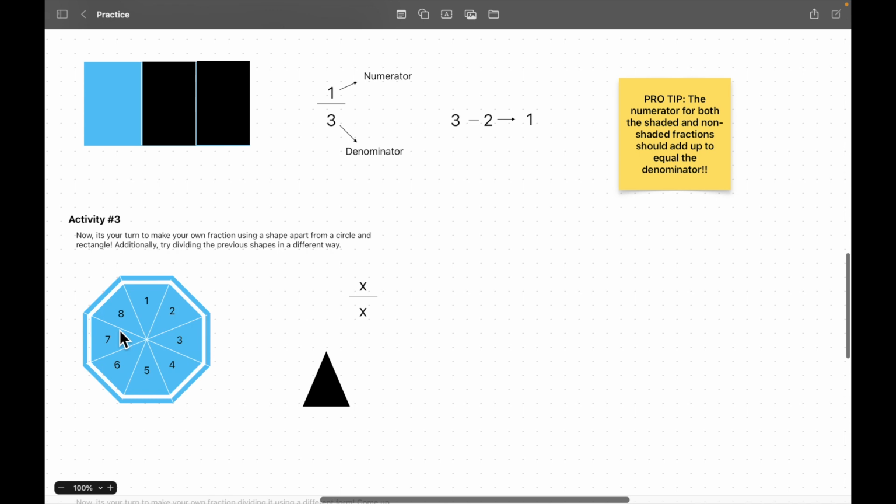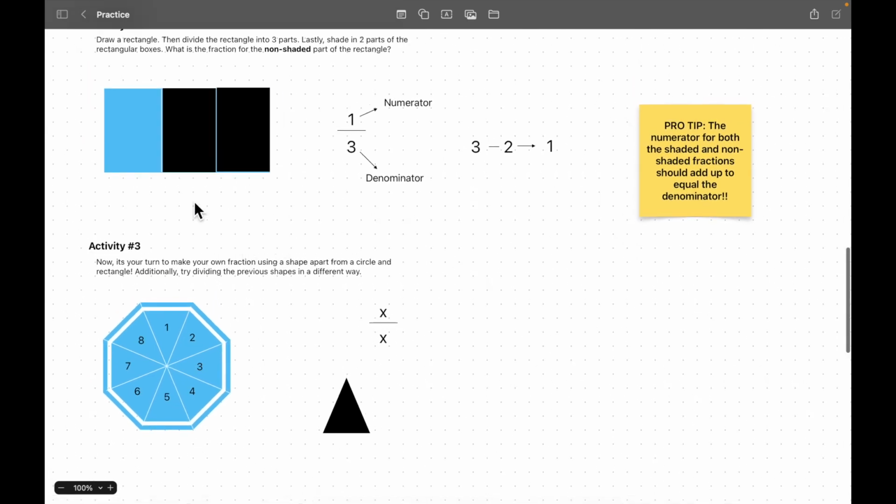So for this activity, we'll be working with an octagon, and I've already divided the parts. Of course, you can use any shape. I'm just going to work with an octagon. They're all equal, like in a pizza shape, triangles. It says try dividing the previous shapes in a different way. Before, we divided it into smaller rectangles, because we began with a rectangle, and then when we started dividing it, it still looked like a rectangle.